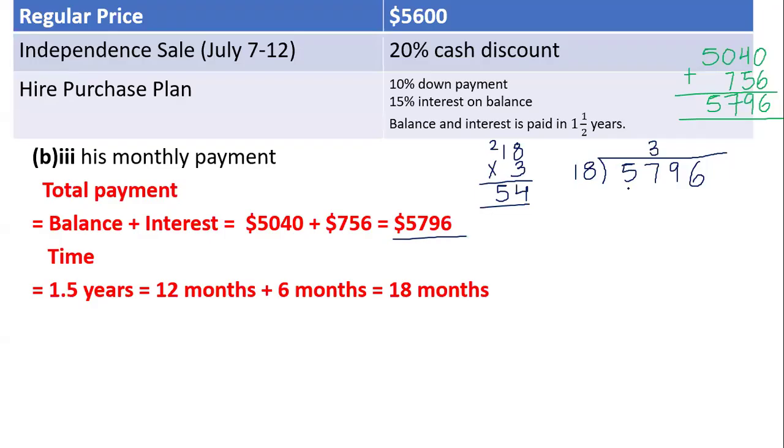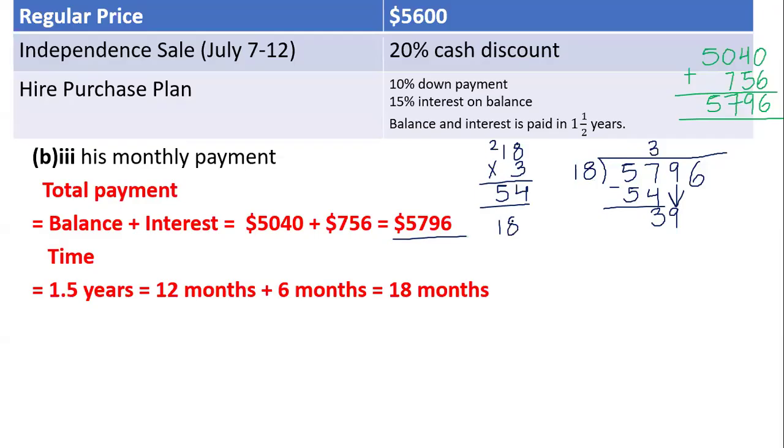18 times 3 is 54. So we do 57 minus 54. 7 minus 4 is 3. Bring down the 9. How many times does 18 go into 39?